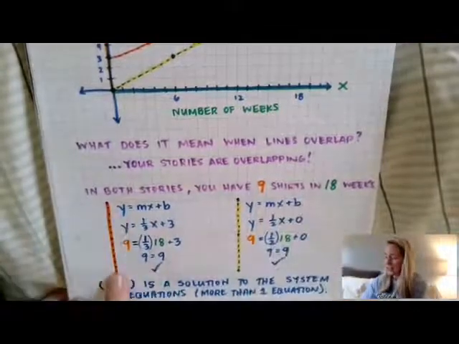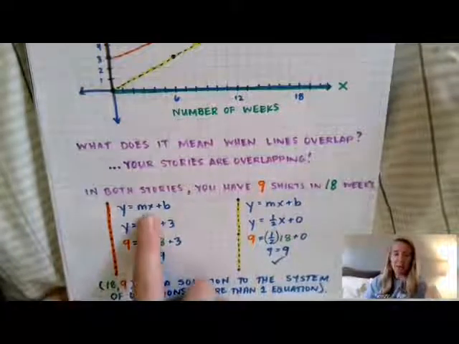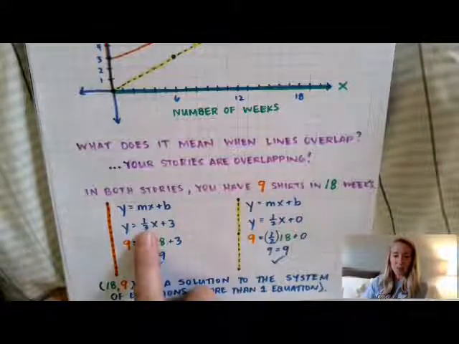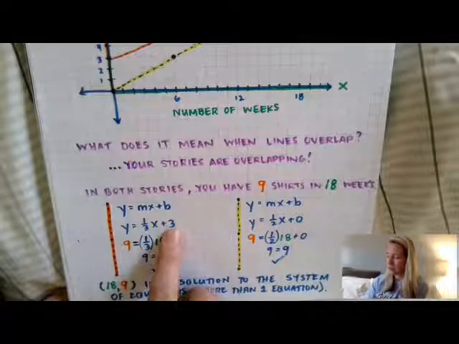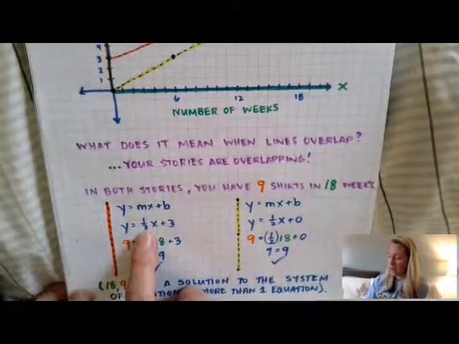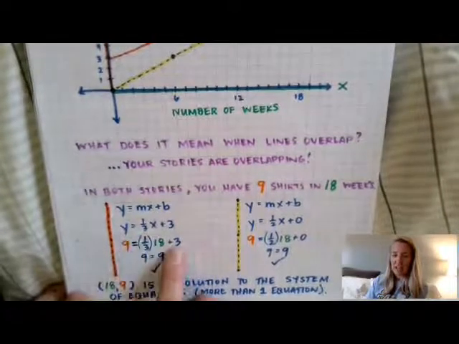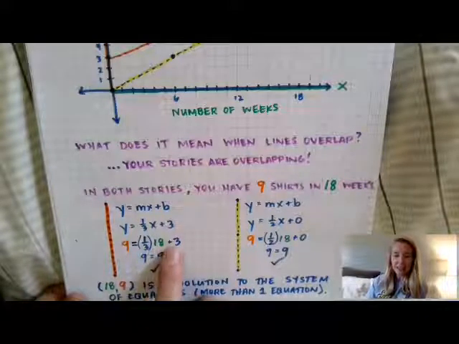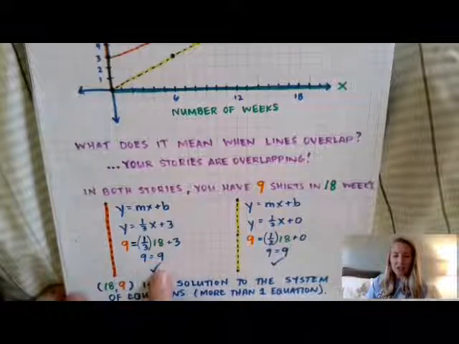So the line that was orange, I just wrote my equation out here, slope-intercept form. I plugged in my slope and my starting point, right? 3 shirts to start with, but I bought 1 shirt every 3 weeks. And then I simplified. If I can do 1/3 of 18, that's 6 plus 3. 6 plus 3 is 9. So that checks out, right?